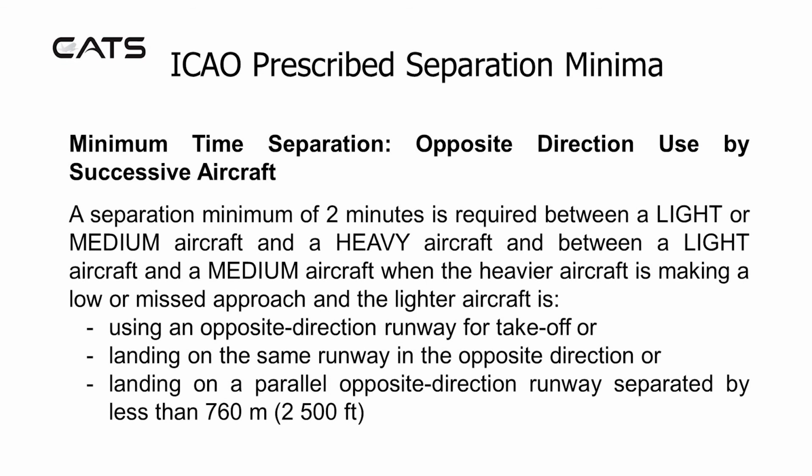Minimum time separation, opposite direction use by successive aircraft. A separation minimum of 2 minutes is required between a light or medium aircraft and a heavy aircraft, and between a light aircraft and a medium aircraft, when the heavier aircraft is making a low or missed approach and the lighter aircraft is using an opposite direction runway for takeoff, or landing on the same runway in the opposite direction, or landing on a parallel opposite direction runway separated by less than 760 meters.